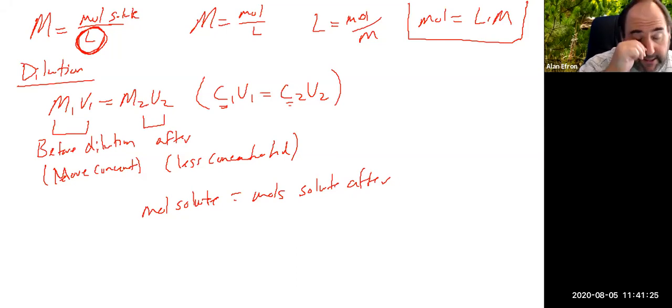We also, I think, in this area talked about a couple other units that we saw in a couple of different places. We talked about the idea of mole fraction.